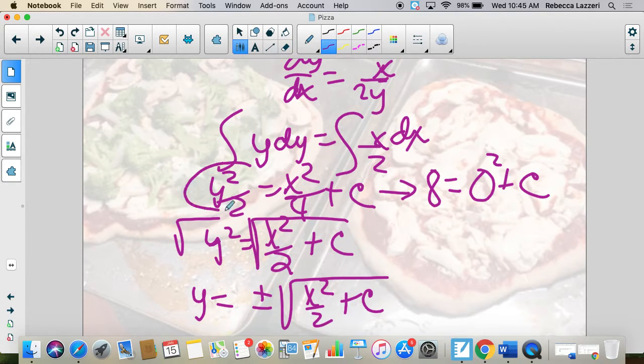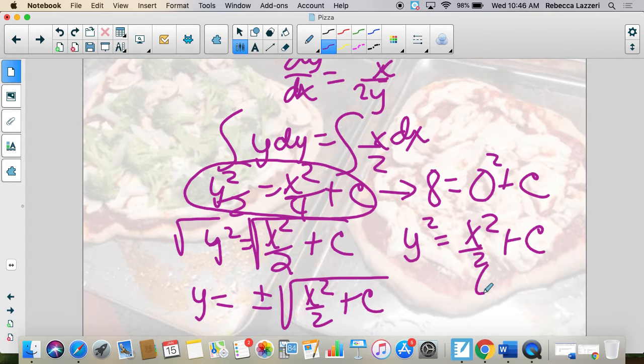Alright, so right here I put in C before I multiplied by 2. If I had put in the point into y squared equals x squared over 2 plus C, if I put in 0, -4, I would have gotten a different C. But it all works out. Okay? So when you're doing your own problem, this makes more sense.